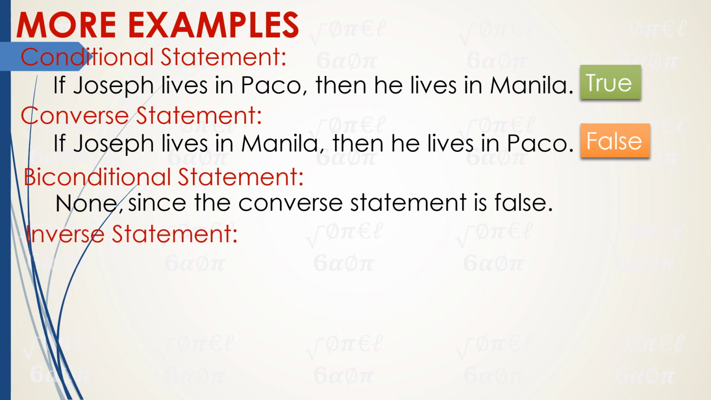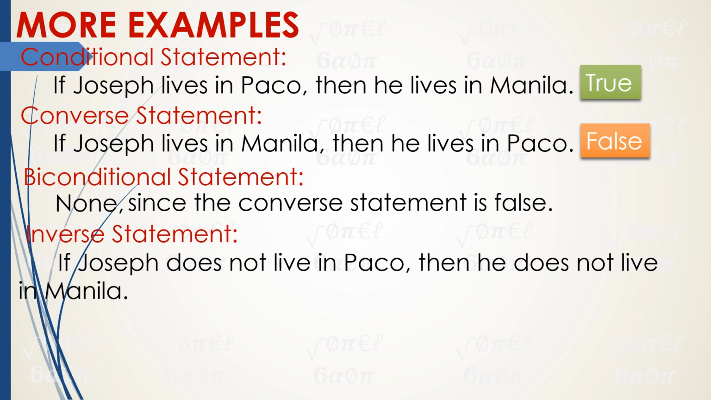For our inverse statement, yung merong not. Okay, if Joseph does not live in Paco, then he does not live in Manila. Hindi raw siya nakatira sa Paco, kaya hindi raw siya nakatira sa Manila. What do you think is the answer? True or false? It is a false statement. Hindi siya nakatira sa Paco. Halimbawa, nakatira siya sa Sampaloc, pero nakatira siya sa Manila nun. Therefore, it's a false statement.